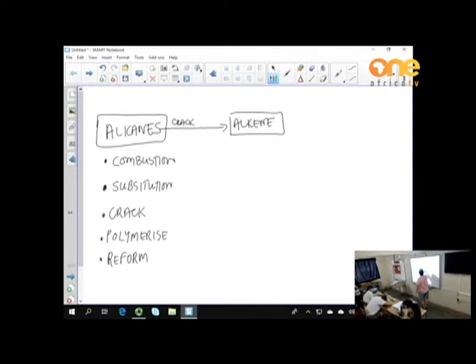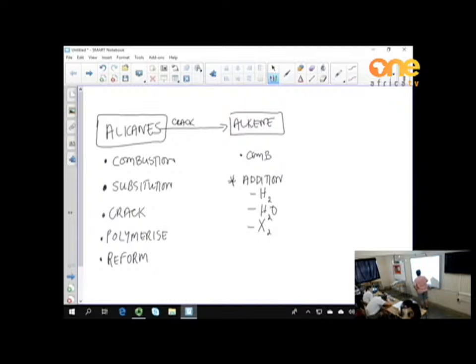Now, alkenes can also undergo combustion because they are hydrocarbons. They do not undergo substitution, they undergo addition reactions. And what can we add? We can add hydrogen, we can add water, and we can add a halogen. Those are the main reactions with the alkenes.